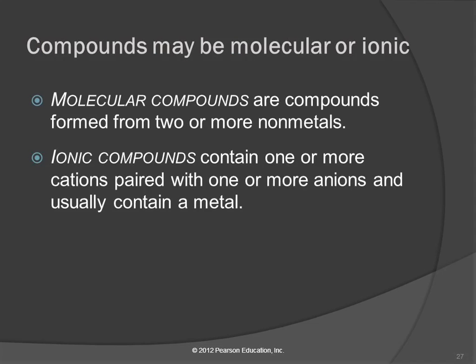Compounds can also be divided into 2 groups. I already talked about these a little bit. Molecular compounds are going to have 2 or more nonmetals. The ionic compounds are going to usually contain a metal. So molecular compounds are 2 or more nonmetals, and the ionic compounds are going to contain ions, and usually it's going to involve a metal, most of the time. Because the metals form positive ions, and the nonmetals form negative ions, and then they are attracted to each other.